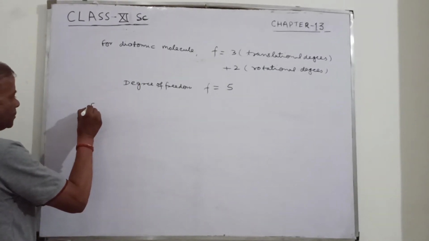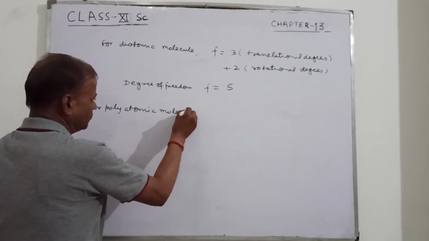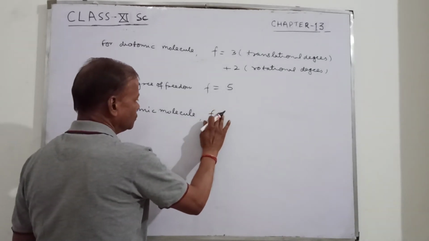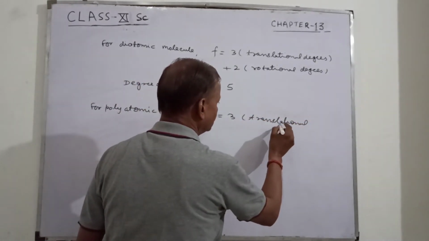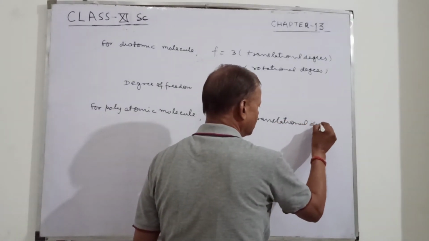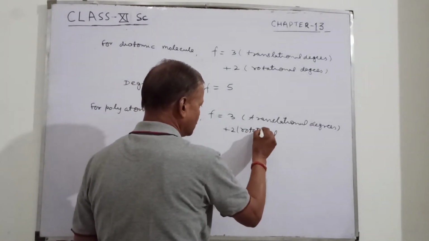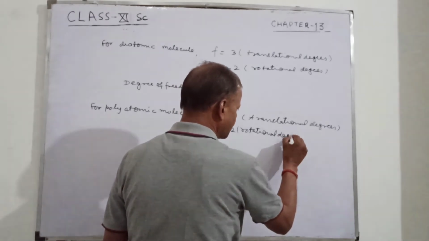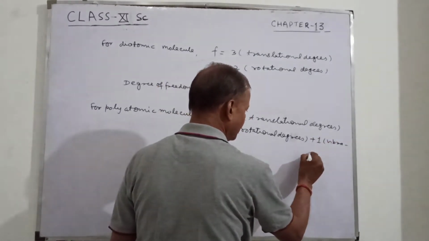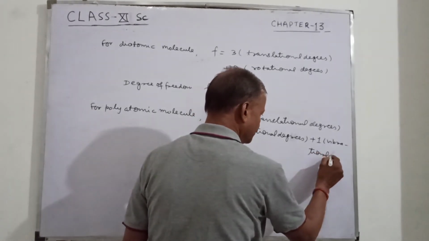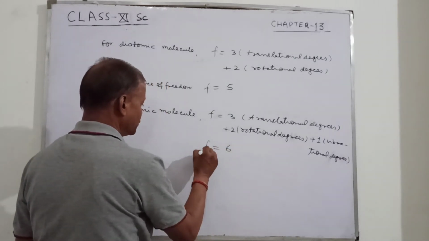And in case of polyatomic molecule, F equal to 3 translational plus 2 rotational degrees plus 1 vibrational degree. So thus there are 6 degrees of freedom.